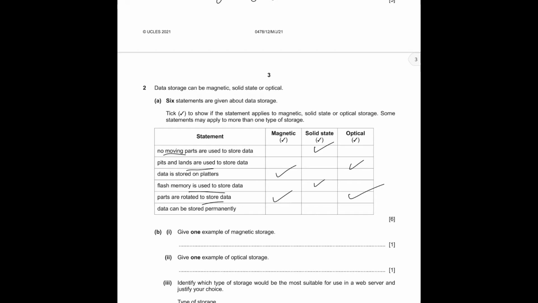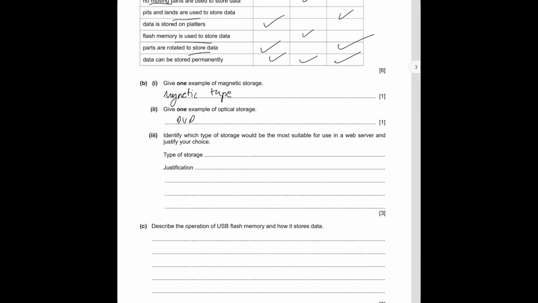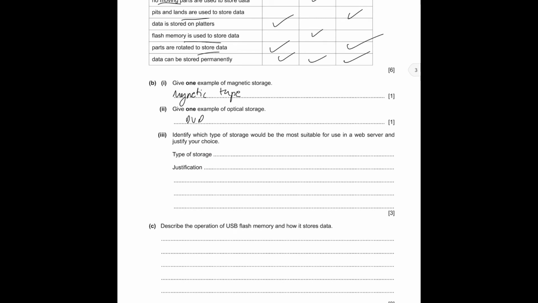Data can be stored permanently. You can store data on all types. Magnetic is by far the best, I think. And solid states are also good, along with optical storage mediums. Give one example of magnetic storage. Like I said, magnetic tapes. They are one of the big ways of storing huge amounts of data. Give one example of optical storage. So this is where you can mention DVD. I think you can also mention CD as well if you like, but I'm going to stick with DVD. Blu-ray disc is also another option you can write.